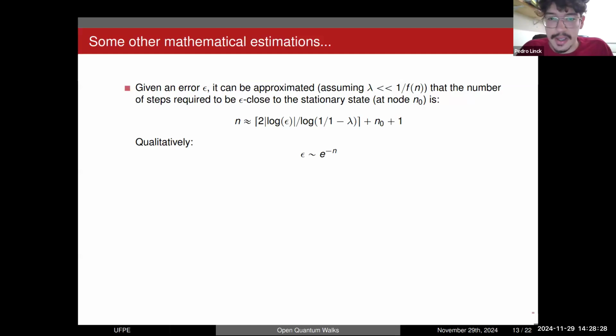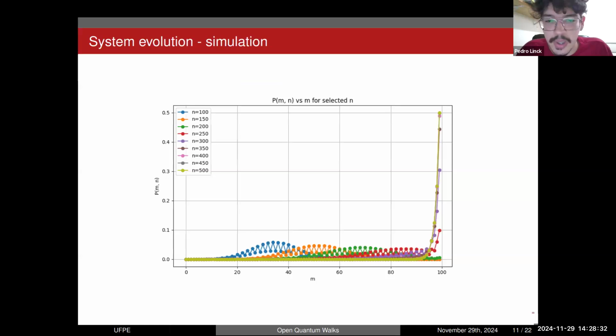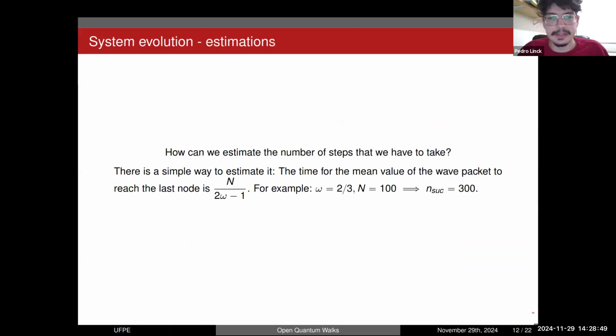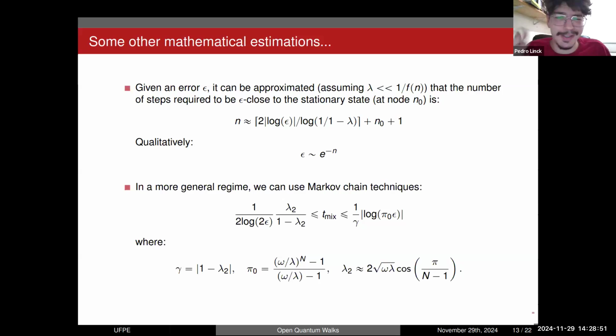other solution. And essentially here we have an exponential convergence. Here we have, let's say, linear first and then exponential. So it's linear until it reaches the last node, and then you go exponentially fast to the steady state. It's a linear plus exponential convergence, let's say like that. And you can try to use these techniques for another kind of open quantum walks.